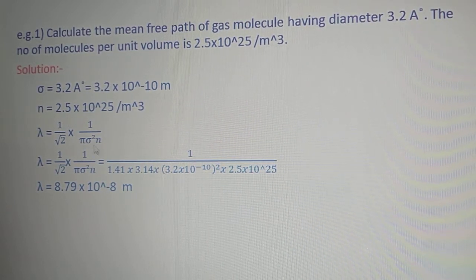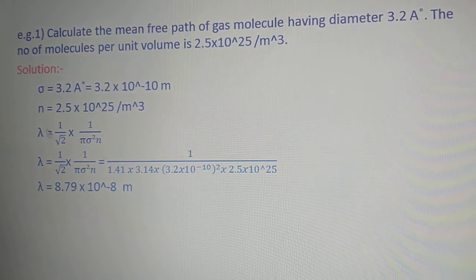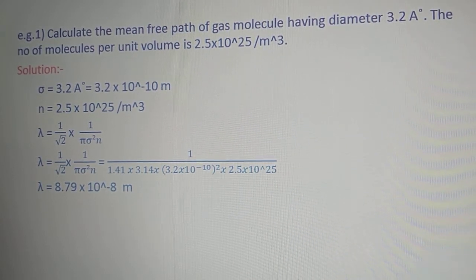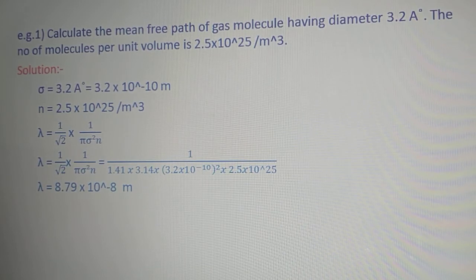If you put these values into this formula, because just substitution is needed into the formula to get the answer. So n, sigma and pi. Now if you put these values here, then we'll get the answer, right? So the answer lambda is equal to 8.79 into 10 to the power minus 8 meter. That's the mean free path of the gas molecule, right?